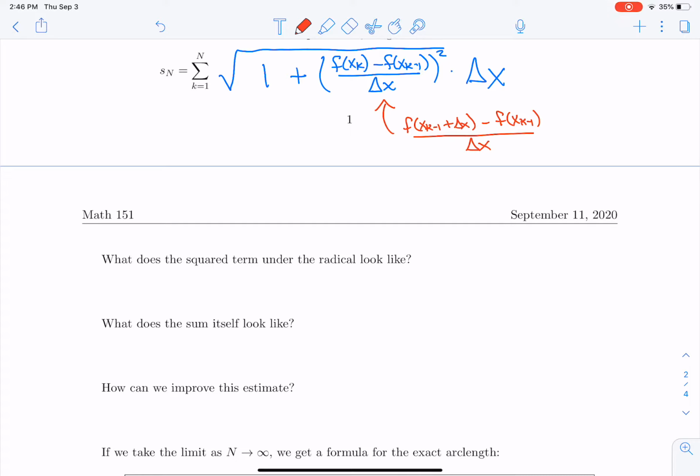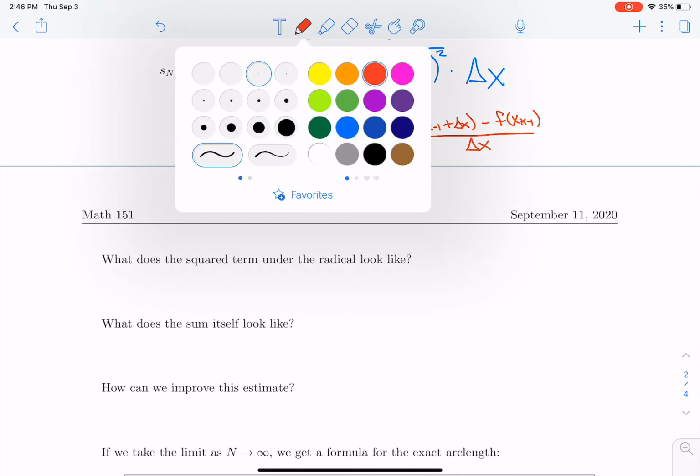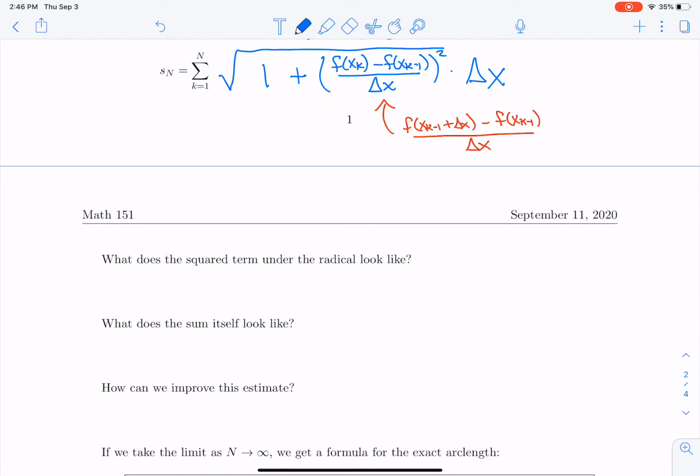So in fact, the squared term under the radical looks like an approximation of the derivative, f prime of x. So this is an approximation of the derivative at x_{k-1}.